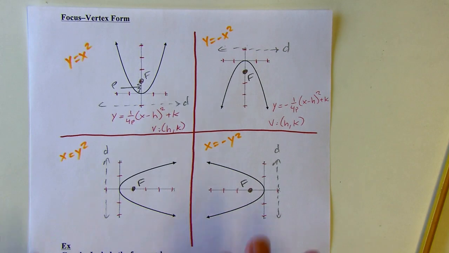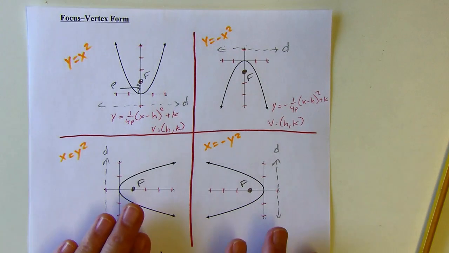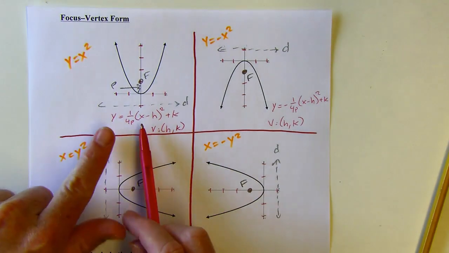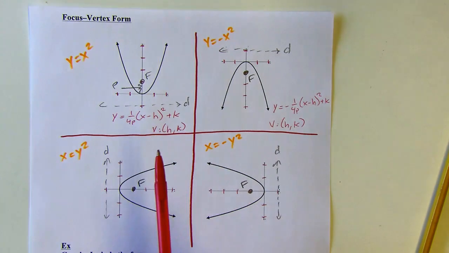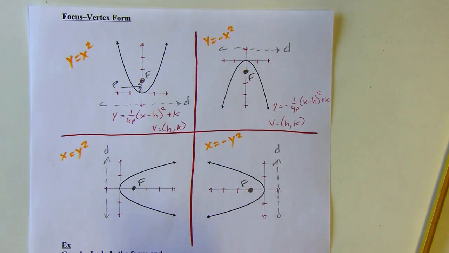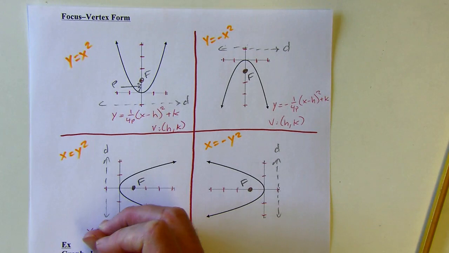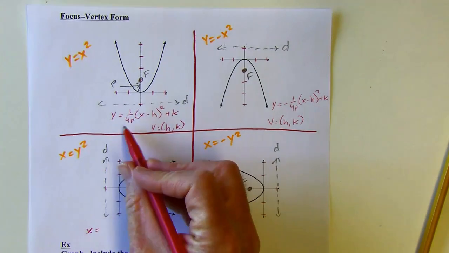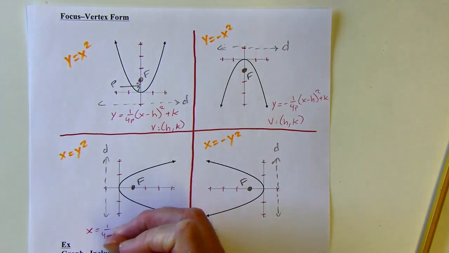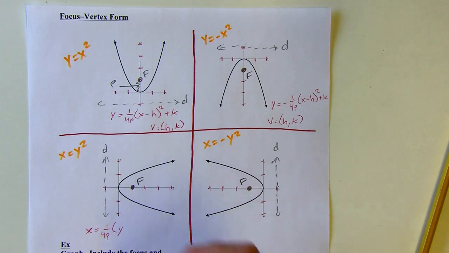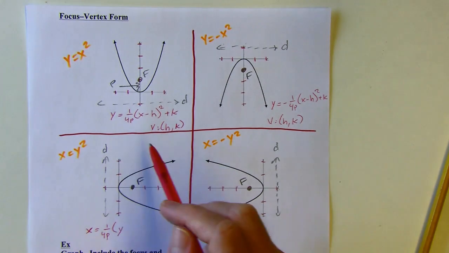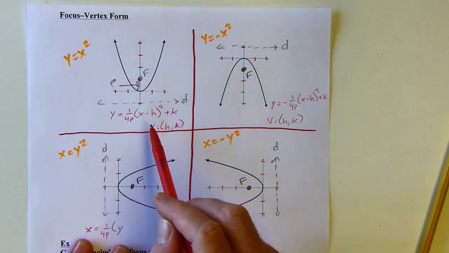All right, so it gets a little weird with the ones that open sideways. You might think, oh, you can just switch the x and the y, and that's sort of true, but you have to do something else, okay? So yeah, I am going to write x equals, and this one's going to be positive here, so I have 1 over 4p, okay? And this is going to be a y. That all is true. You're just kind of switching the x and the y so far, okay?